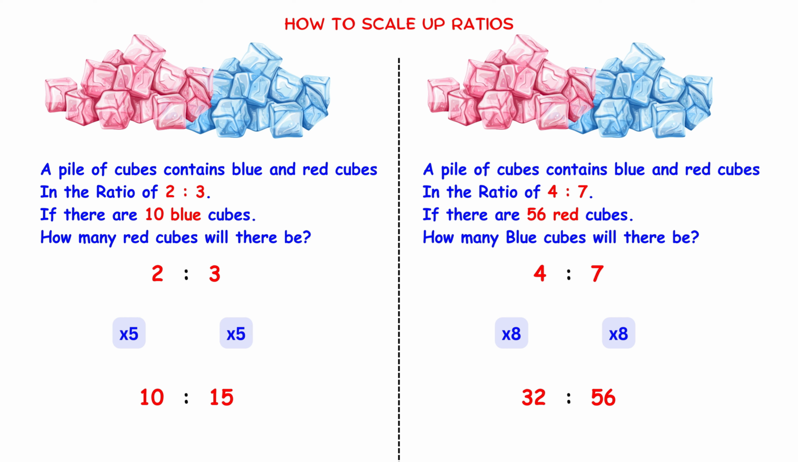Let's consider another example with a slightly different ratio. Suppose the cubes are in a ratio of 4 to 7, and we are told that there are 56 red cubes. We are asked to find out how many blue cubes there are. We begin by writing the ratio 4 to 7 and placing 56 under the 7, as red cubes are represented by the second number in the ratio. We then determine what 7 has been multiplied by to result in 56, which is 8, and thus we also multiply 4 by 8, yielding 32 blue cubes.